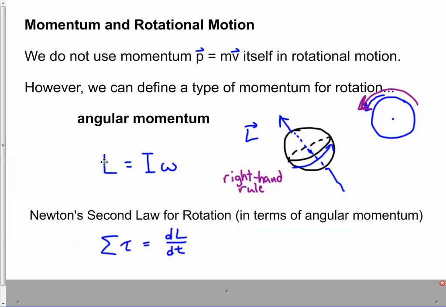Now, the reason L is defined this way is because just as F equals ma could be rewritten as F being the derivative of regular momentum, P, it turns out that net torque is the derivative of angular momentum, if this is how you define angular momentum. So that's why this is the choice for what angular momentum is supposed to be. So this is the second law, rotational version, but now in terms of angular momentum.